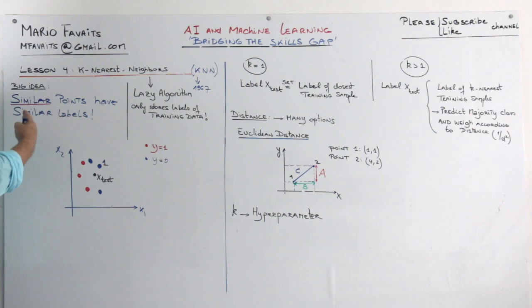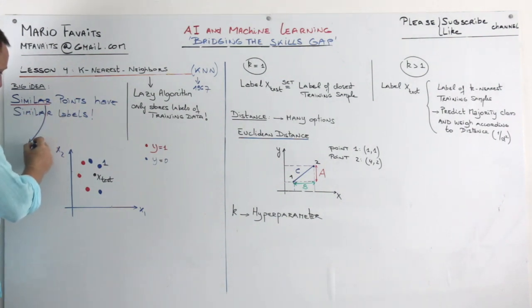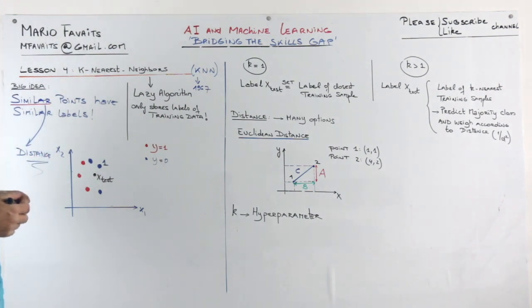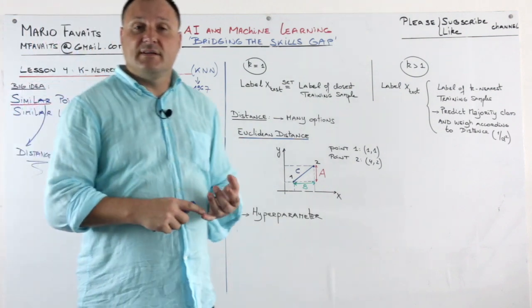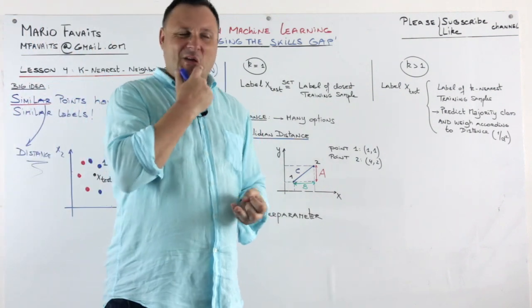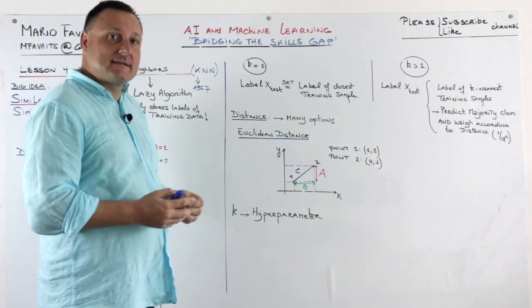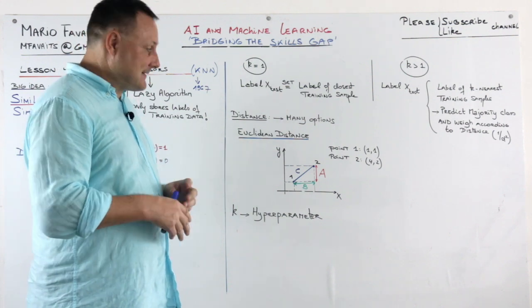Very important here, similar points. How do you define similar? Well, in this case we will take distance. In the linear algebra refresher, we have seen that there's two ways to express similarity. One is distance, the other one is dot product. So in this case we use distance. But distance can have many heads. When we think about distance, we usually mean Euclidean distance.